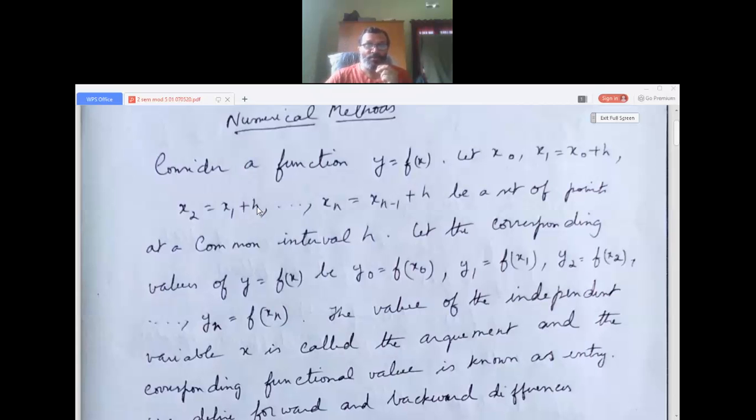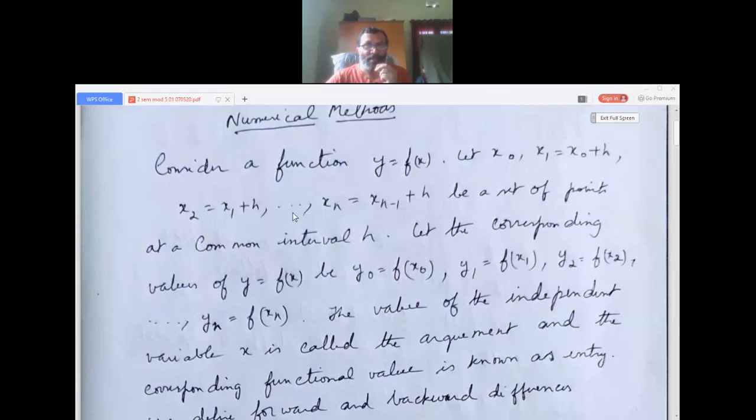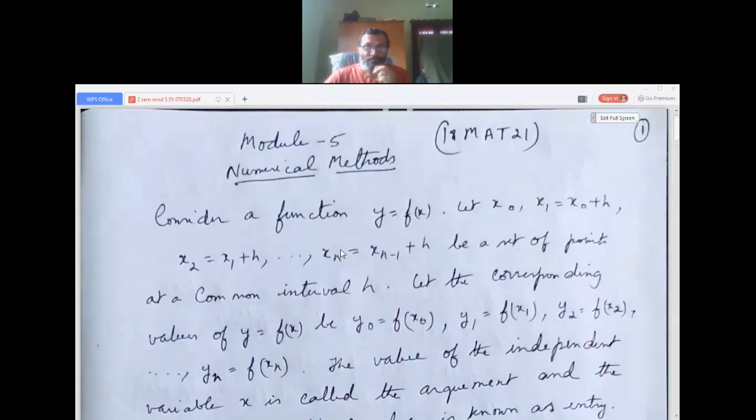So x1 is x naught plus h, x2 is x1 plus h. So 5 first, then 10, 5 plus 5, then 15, 10 plus 5, then 20, 15 plus 5, like that. So x2 equals x1 plus h, xn equals xn minus 1 plus h, be a set of points at a common interval h. The common constant is called h.